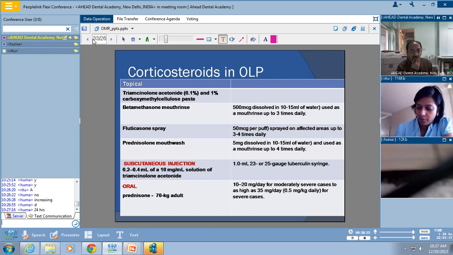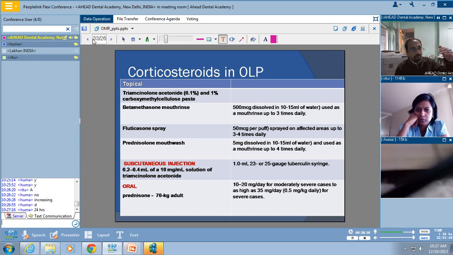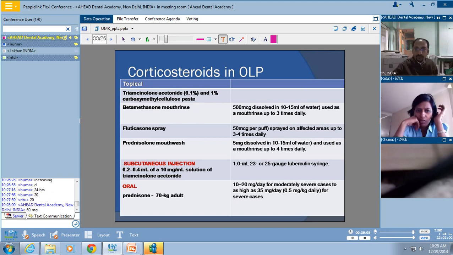Now, corticosteroids. I have written OLP, okay? It is 24 hours, right? Corticosteroids in OLP. It doesn't mean in OLP only, we can use it everywhere. So, I will just ask you a few questions regarding systemic corticosteroid. What is the maximum amount of systemic steroids which can be given in a patient? Is it 20 milligrams, 40 milligrams, 60 milligrams, 100 milligrams? Kitna de sakte aap? 30, 40, 50, 60, 80, 100. You can just write it down. It is 60 milligrams. 60 milligrams is the maximum amount of systemic steroids which can be given.